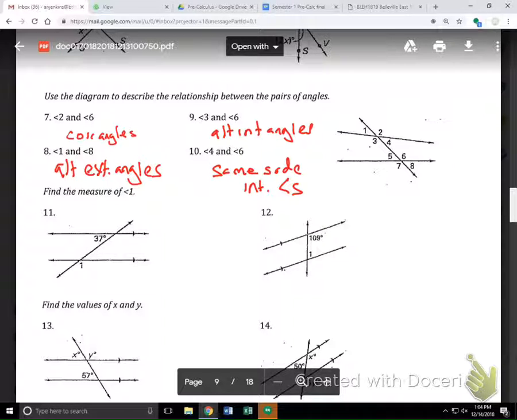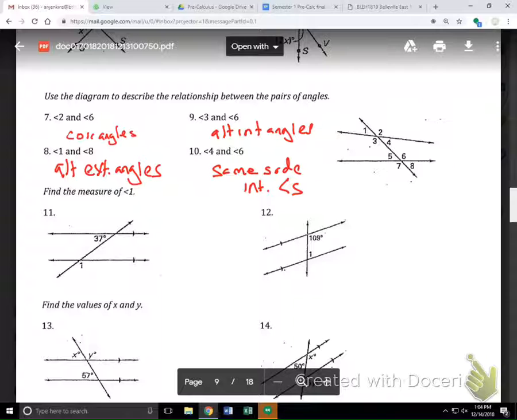So now we're finding the measure of angle 1. So what is the relationship between these two angles? There isn't one, right? So we have to use a little bit of other information. I could either use the fact that 1 is vertical with this angle, and these two angles are same side, and know that fact. Or I can use corresponding angles and know that these two are linear pairs. Which one would you rather use?